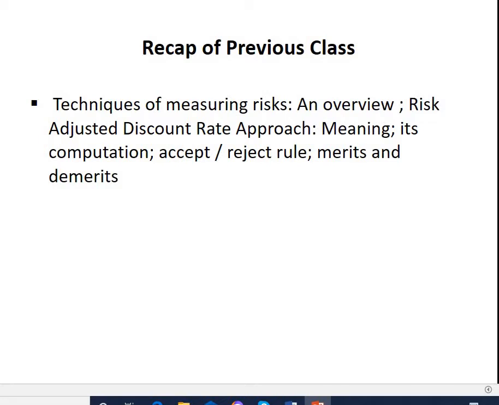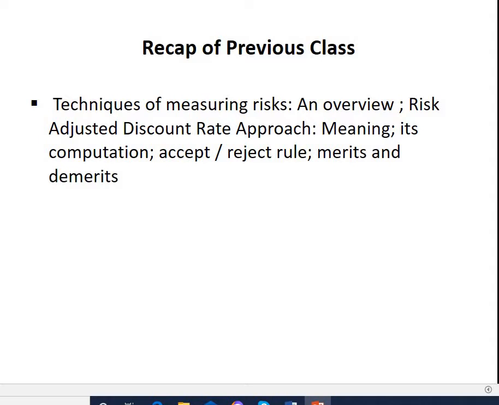In the previous class, I dealt with the techniques of measuring risk. There are various techniques, classified into mathematical models and non-mathematical models. The RADR approach and the certainty equivalent approach are mathematical models. In non-mathematical models, there are decision tree analysis and sensitivity analysis. Those we will study in detail in upcoming sessions.